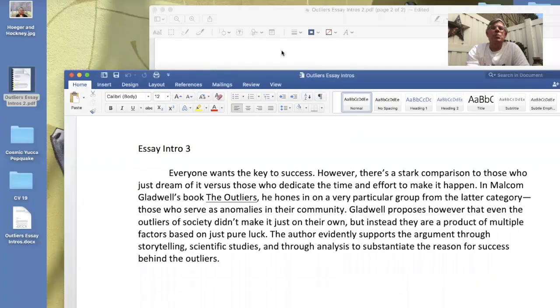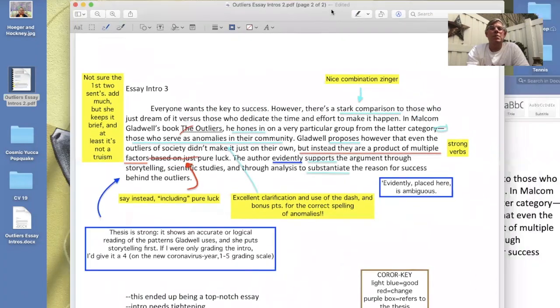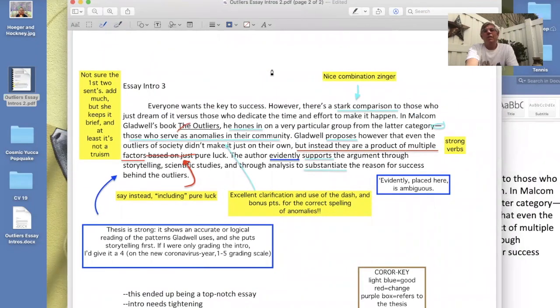Let's go to this one. Okay, so here we go. I'm just going to take you through my comments. The light blue are good things. The purplish blue is my thesis, and then we have my comments in yellow here and some arrows.